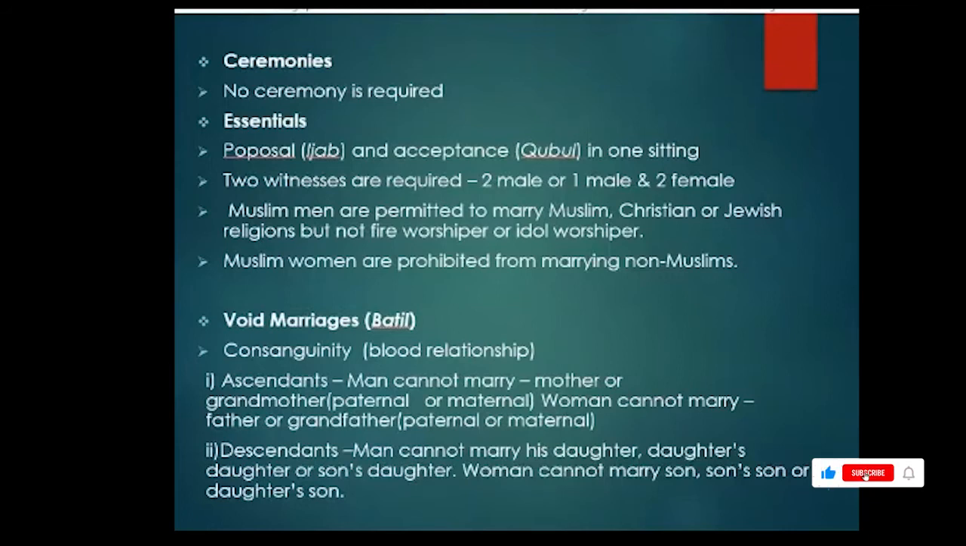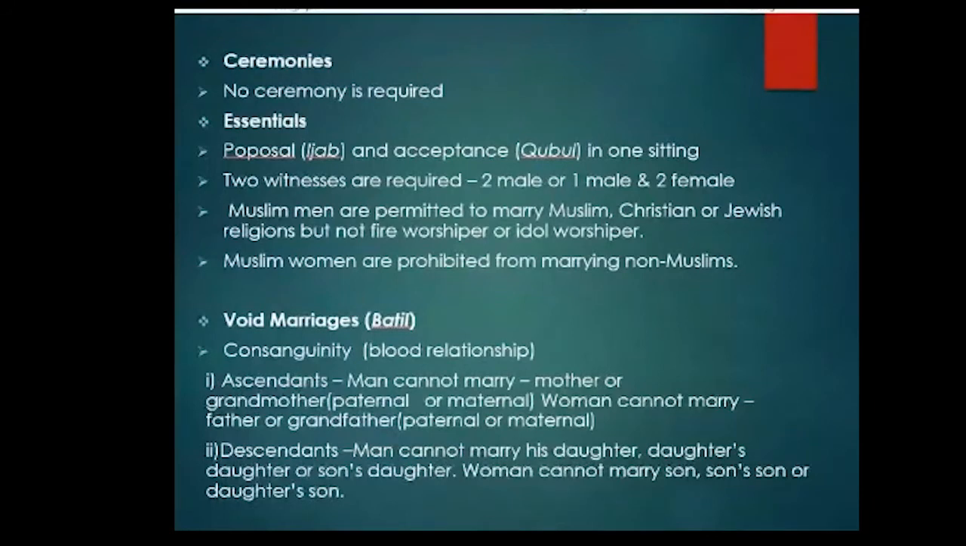No ceremony is required, and the essentials of Muslim marriage will be a proposal, that is ijab, and acceptance, meaning qubul, in one sitting. Two witnesses are required, two male or one male and two female. Muslim men are permitted to marry Muslim, Christian or Jewish women, but not fire worshippers or idol worshippers.